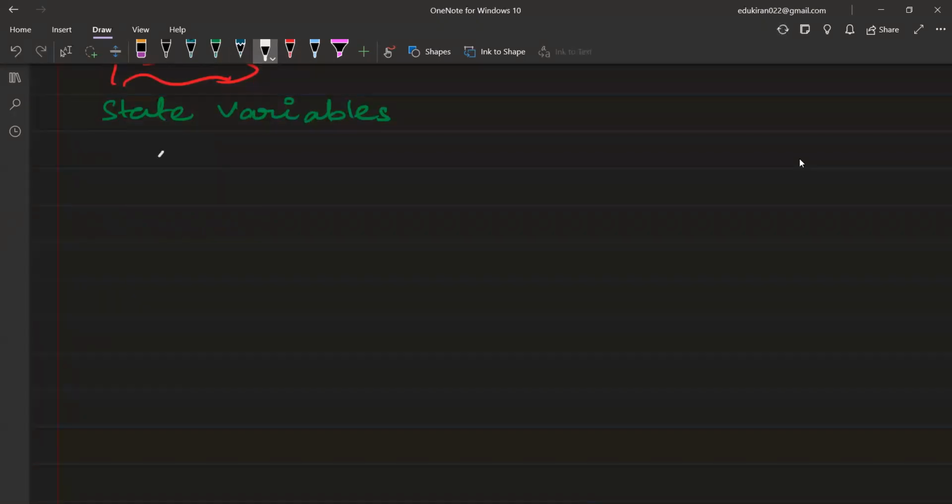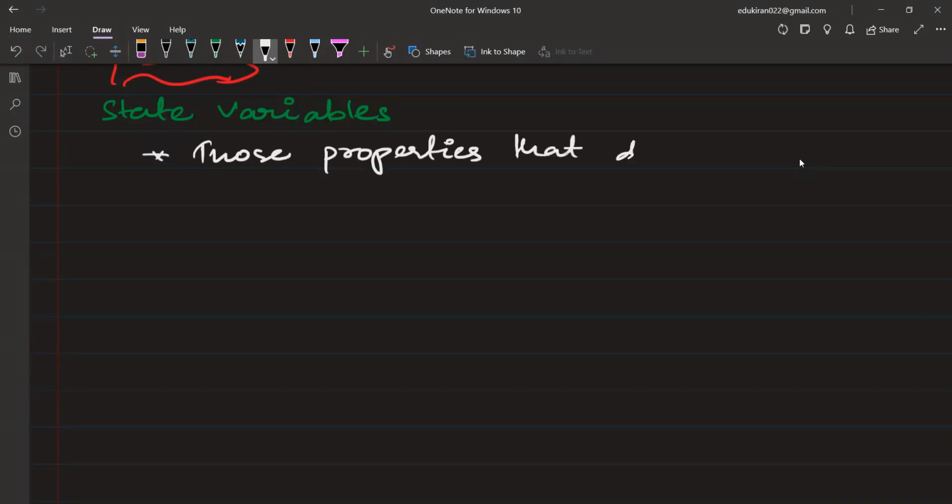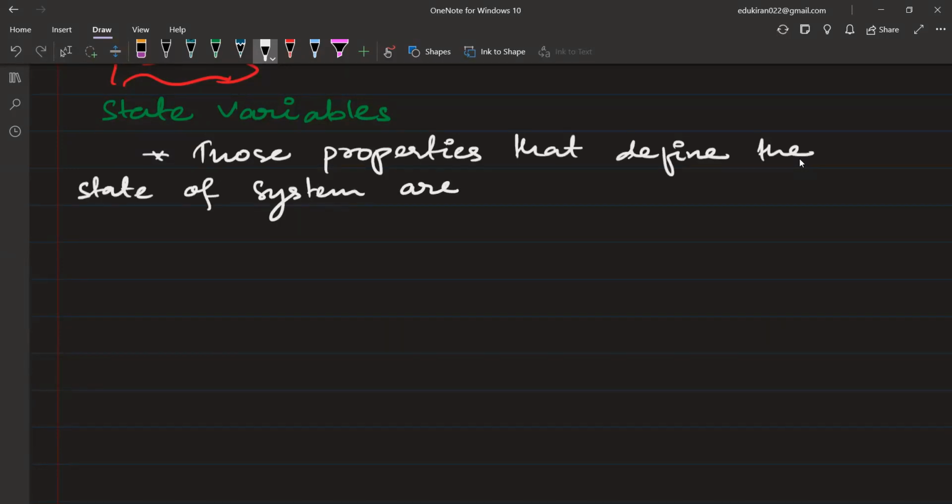State variables. Please write those properties that define the state of a system are called state variables.